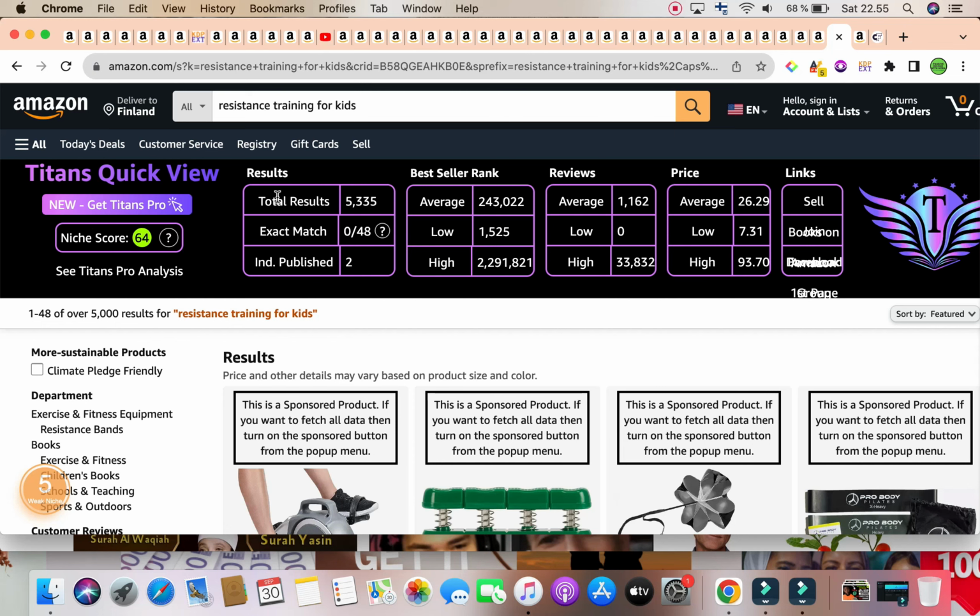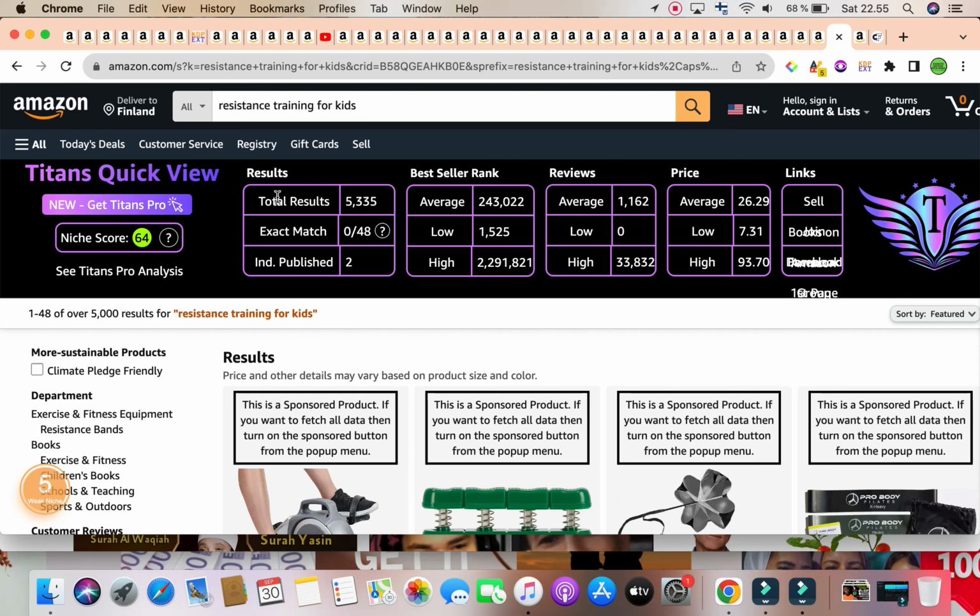That way you diversify your Amazon KDP portfolio by having multiple different evergreen books that sell, and you would also be focusing on different niches. So that's one way. Another way is to say, no, I want to niche down to break through that total results and really cut it down. You could niche down from resistance training for kids according to the age group, whether it's for girls or for boys. And thirdly, you could niche down according to the level of difficulty.